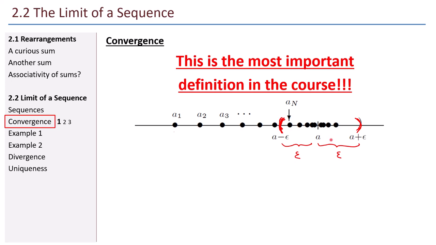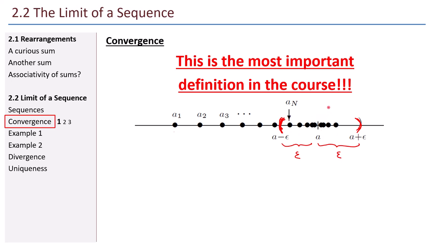And I ask myself, will it ever be the case that the terms of my sequence become trapped within the epsilon gate? And so I start looking at my sequence. a_1, well, no, a_1 is not within the epsilon gate. a_2, a_3, no, no, no. But eventually, there becomes a point where my subscript, we call it capital N or big N, where that sequence term gets within my epsilon gate. And not only does it get within the gate, but all the terms from then on out are trapped within epsilon of a. If that happens, then the sequence converges to a.